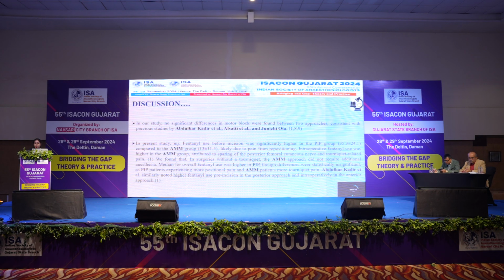Injection fentanyl use before incision was significantly higher in the PIP group, likely due to the pain from repositioning. Intraoperative fentanyl use was higher in the AMM group, attributed to the sparing of the posterior femoral cutaneous nerve and tourniquet-related pain. So we found that in surgeries without a tourniquet, the AMM approach did not require any additional anesthesia. Median for overall fentanyl use was higher in the PIP, though differences were statistically insignificant, as PIP patients experienced more positional pain and AMM patients experienced more tourniquet pain. Similarly, A. Kadir also found the same results.